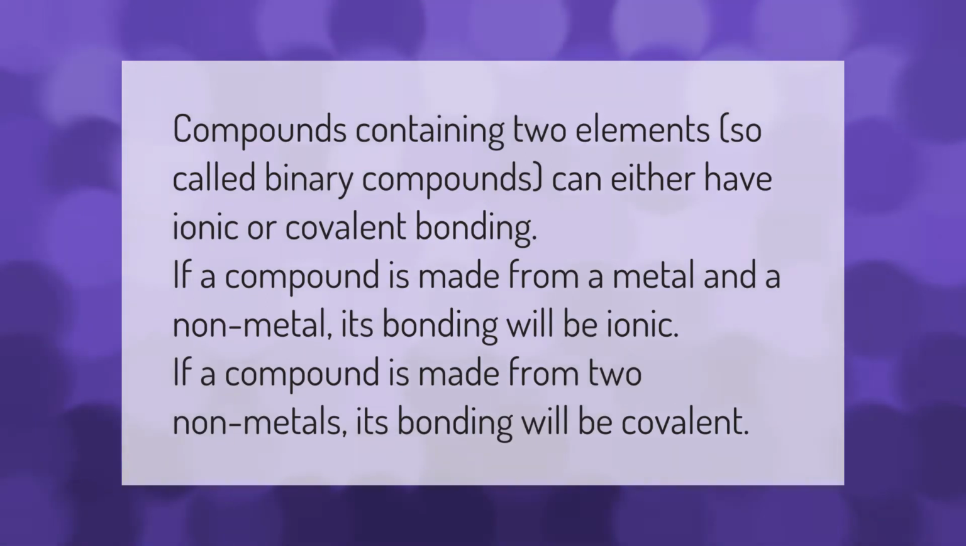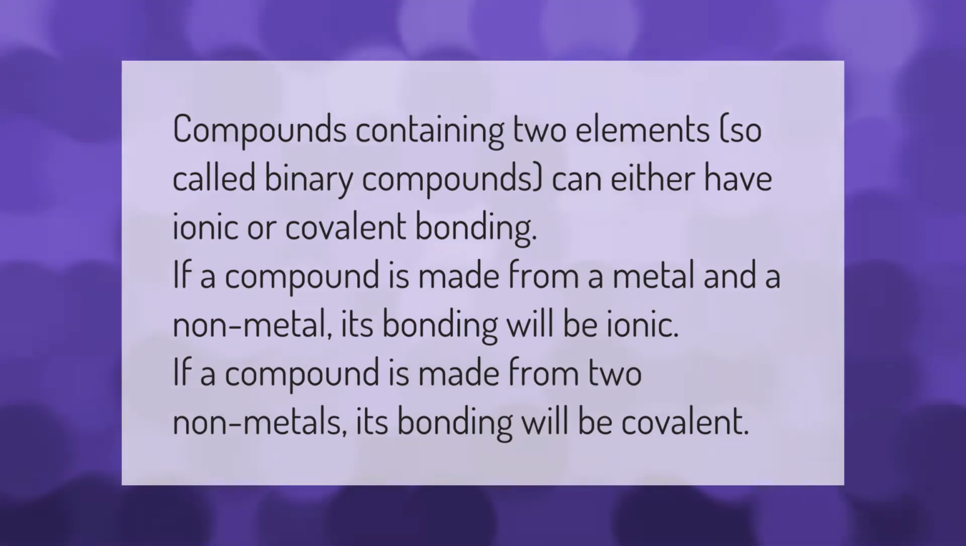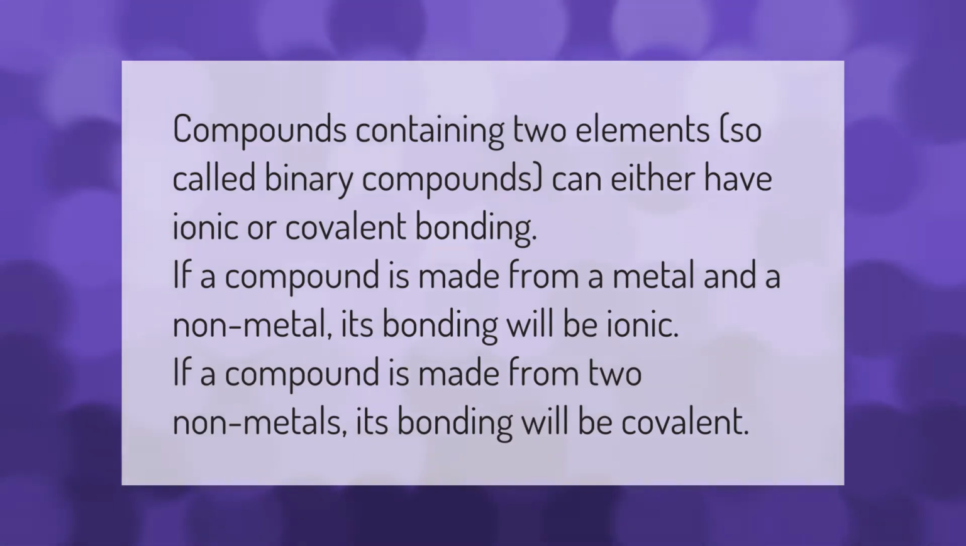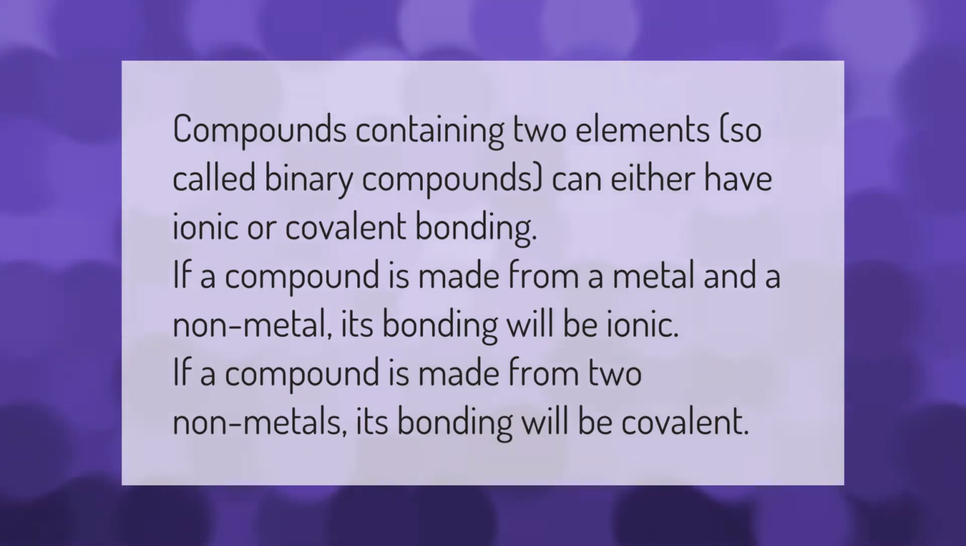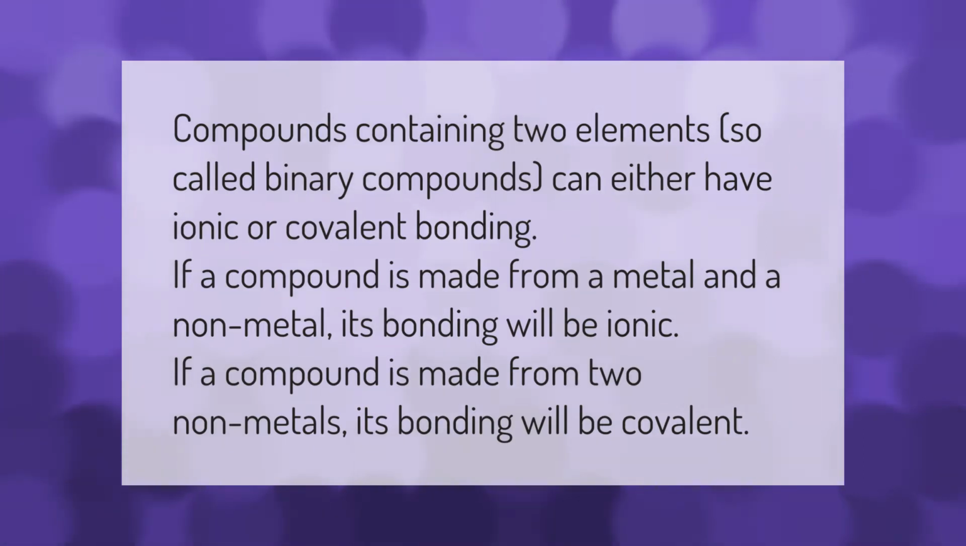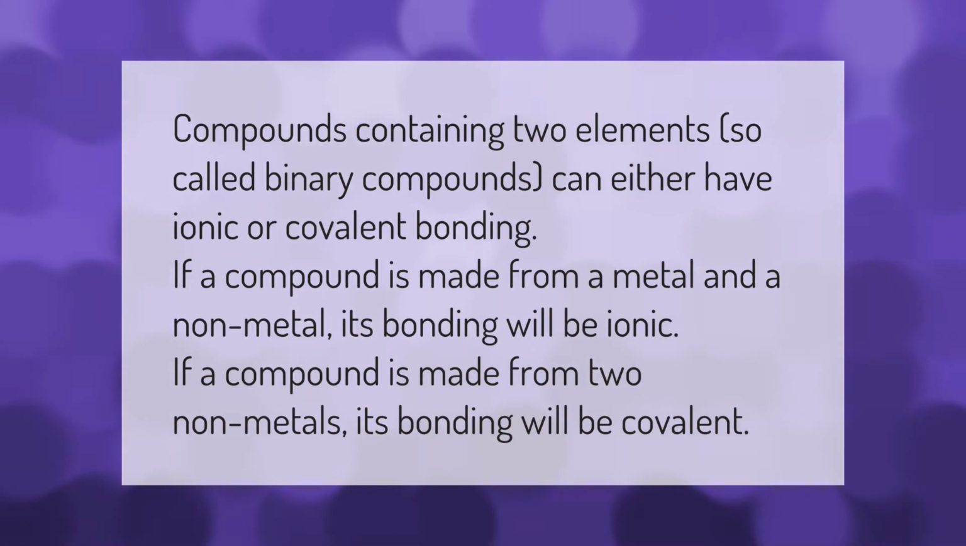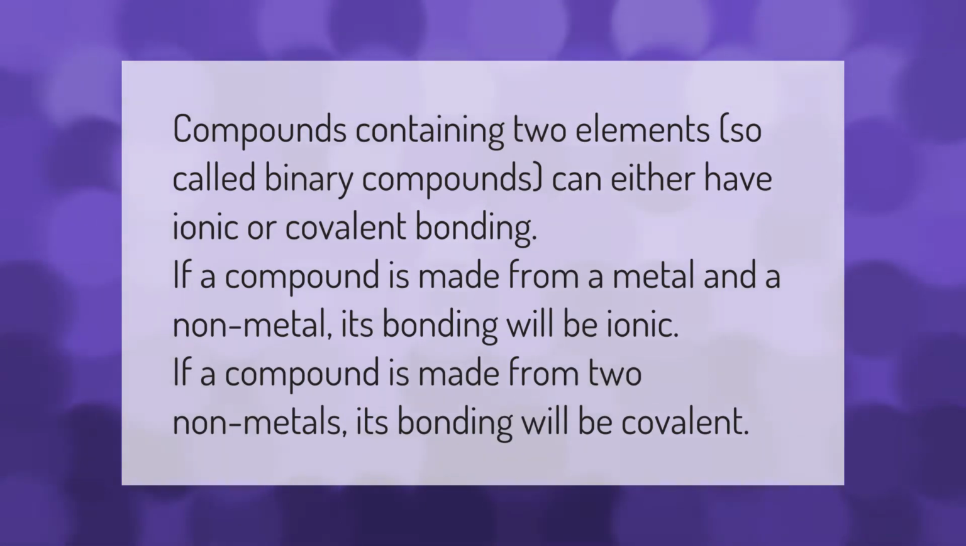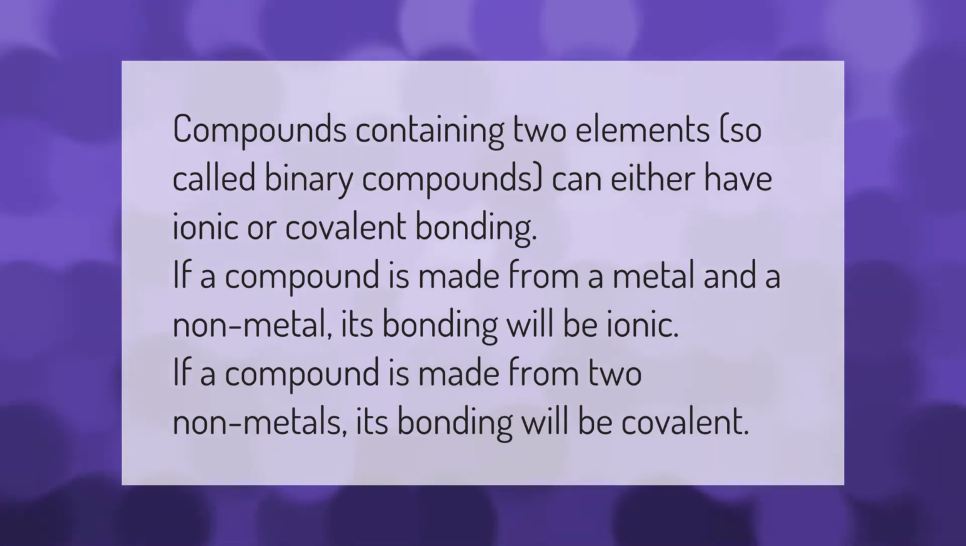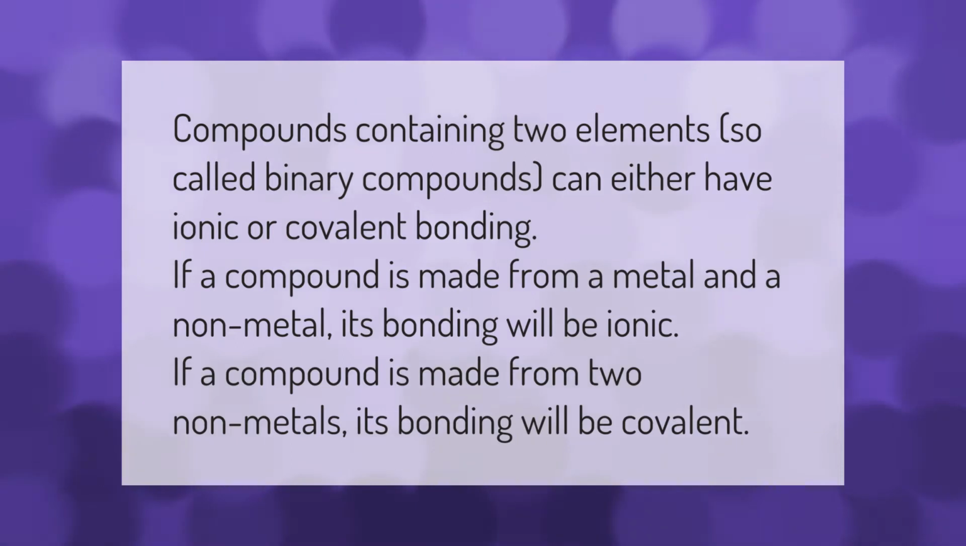Compounds containing two elements, so-called binary compounds, can either have ionic or covalent bonding. If a compound is made from a metal and a non-metal, its bonding will be ionic. If a compound is made from two non-metals, its bonding will be covalent.